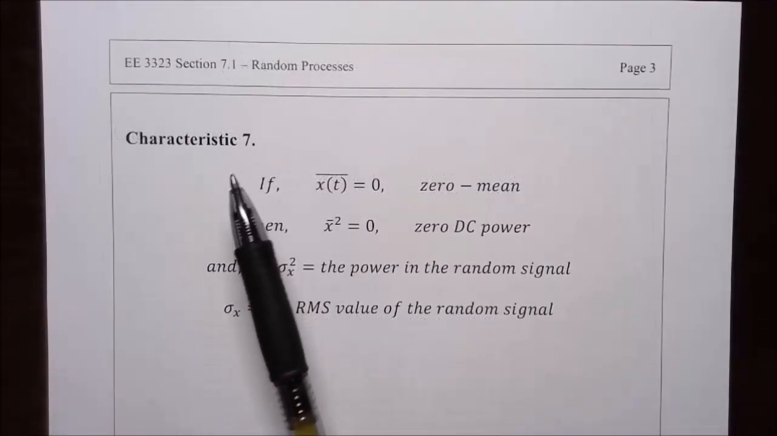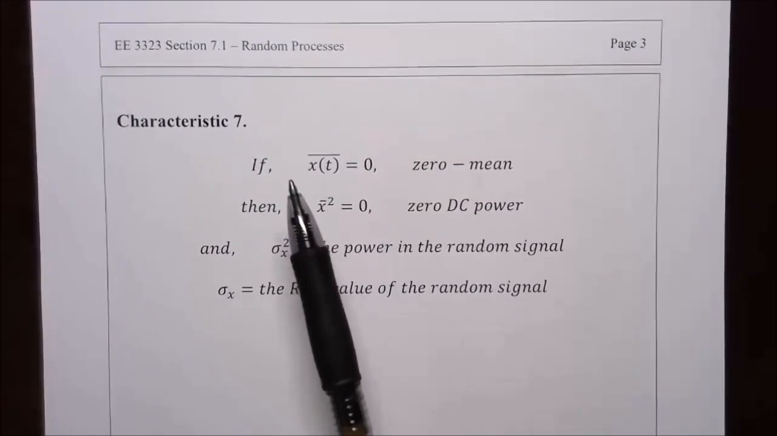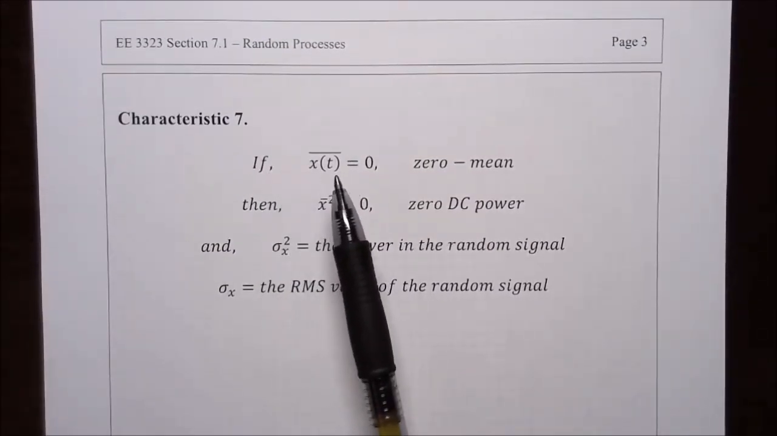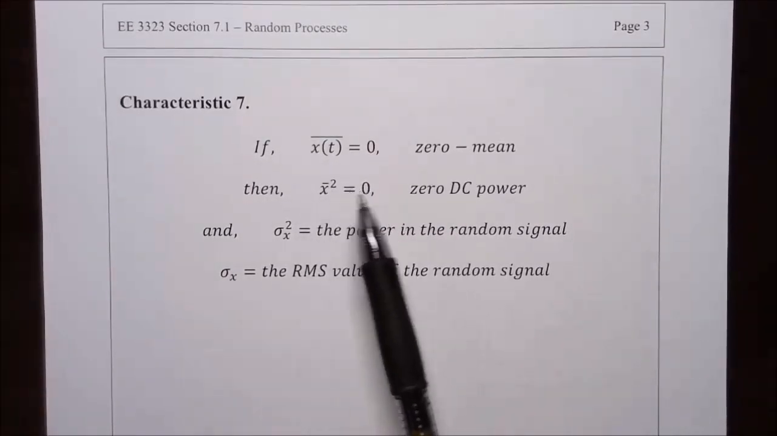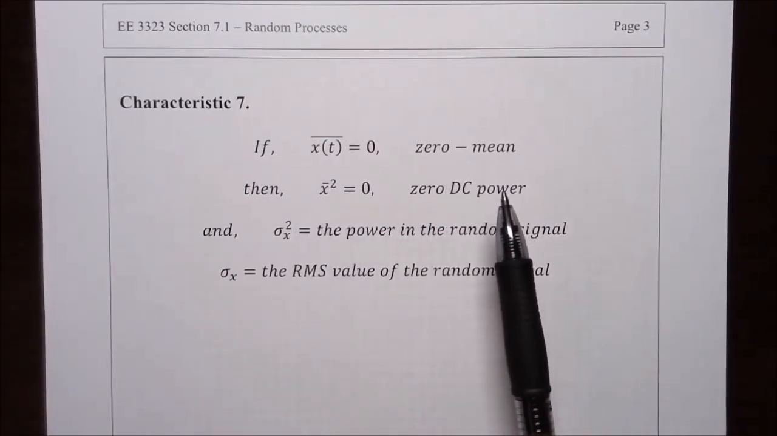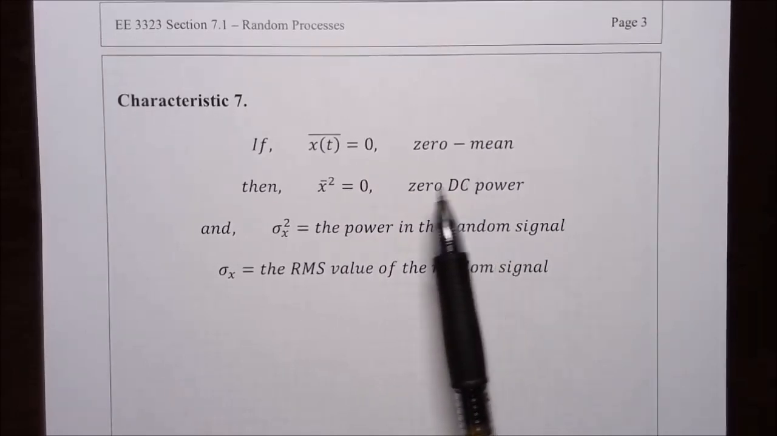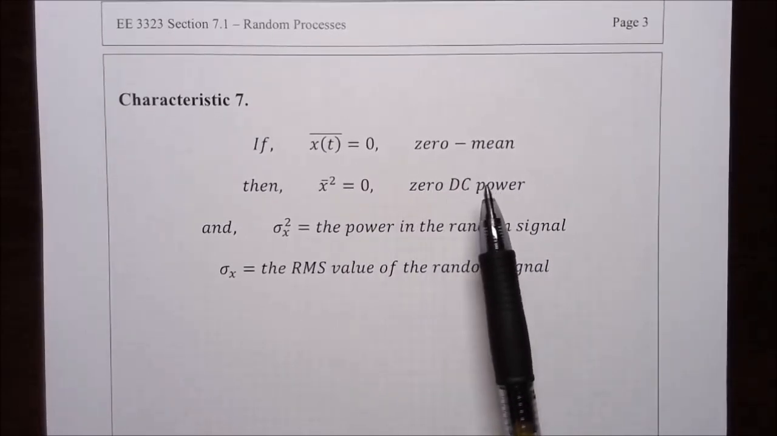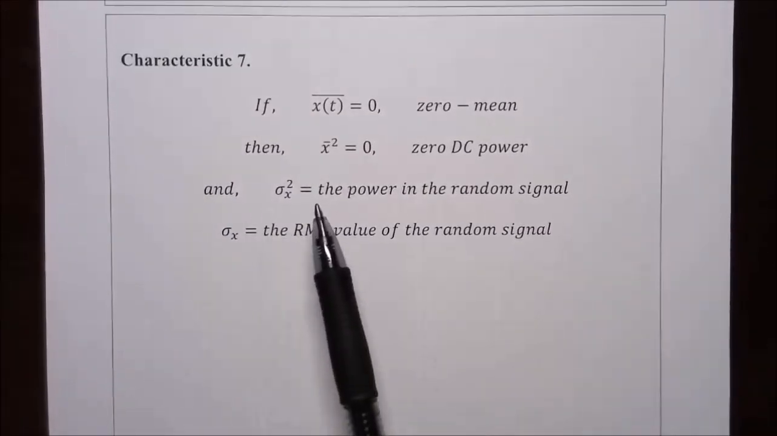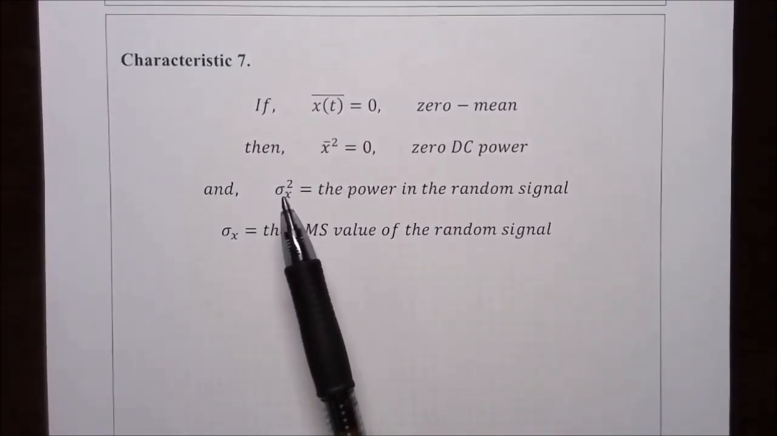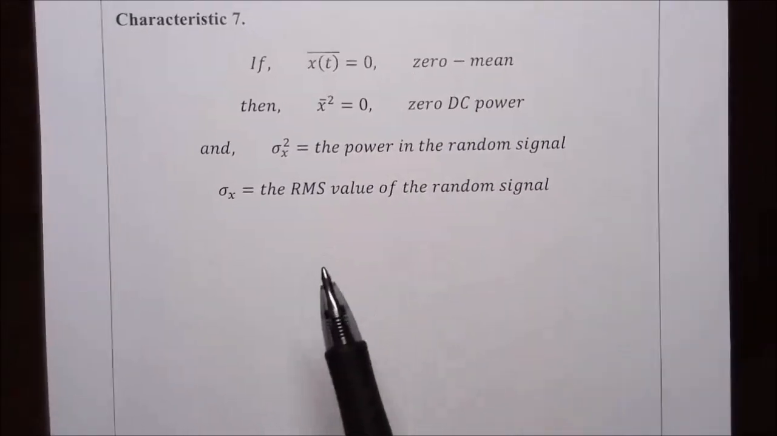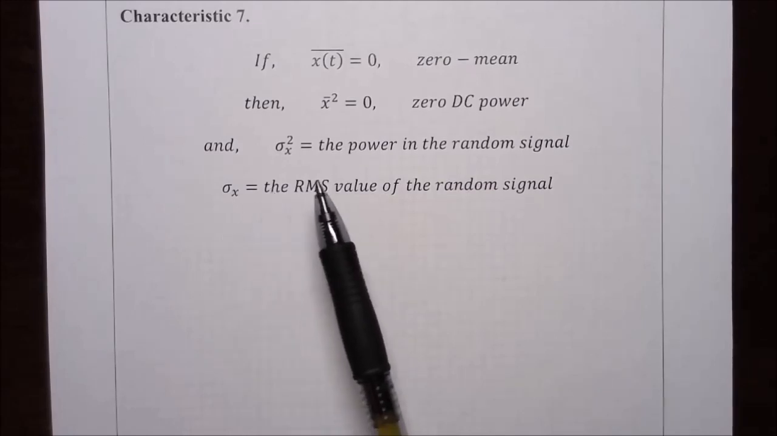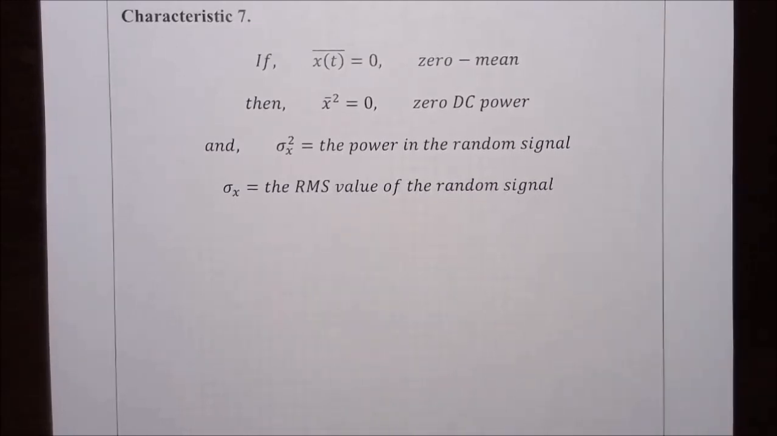Here is a seventh characteristic of a random signal. If our random signal has zero mean, so it has an average value of 0, then if you square 0, you would get 0 DC power. And with 0 power in the DC, if there is no DC portion, all the power that is left is the power of the AC portion, sigma x squared. And this will be the total power in the random signal. And the variance, sigma x, will be the RMS value of the random signal.